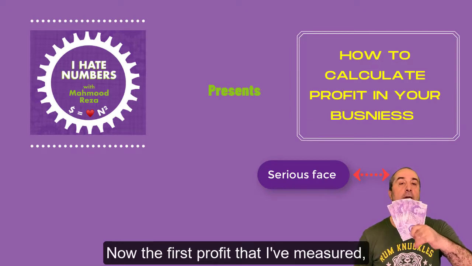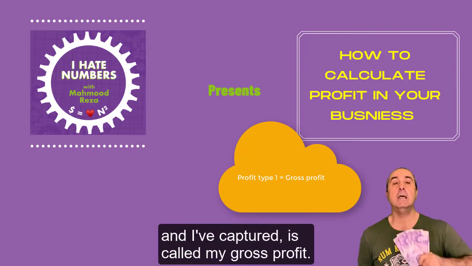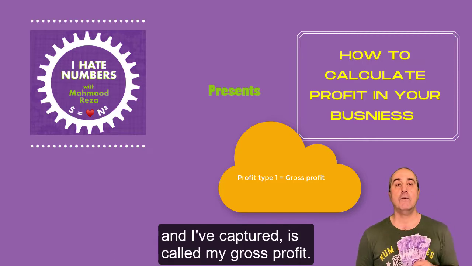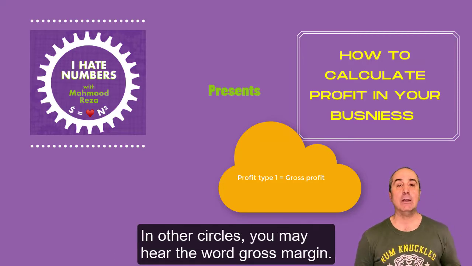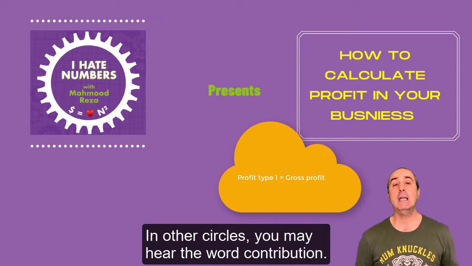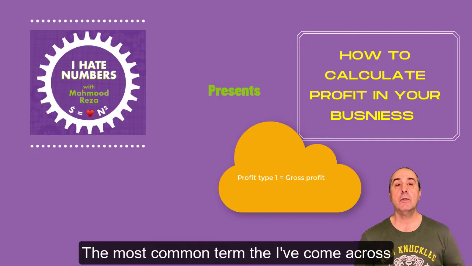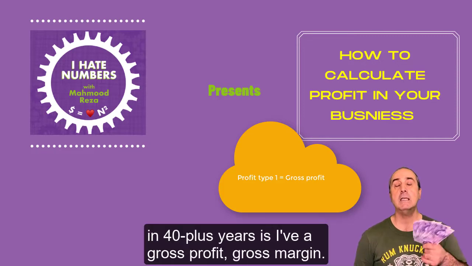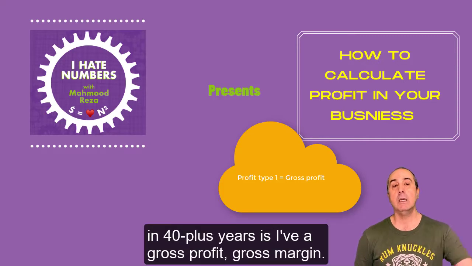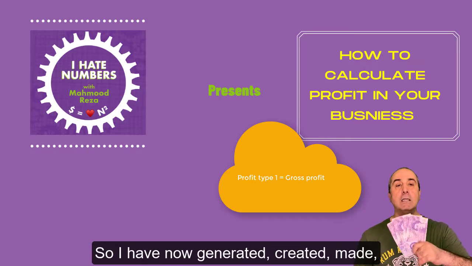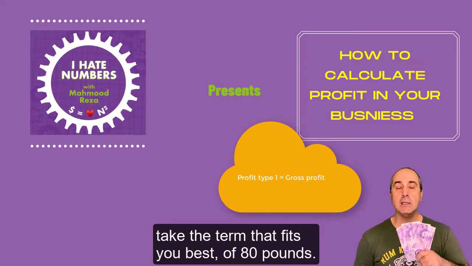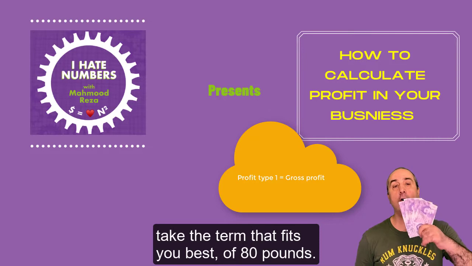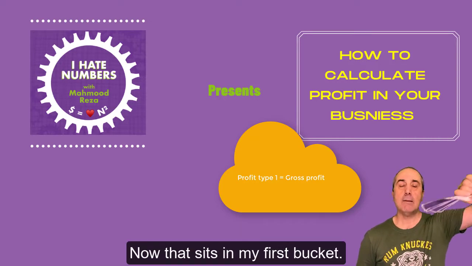Now the first profit that I've measured and captured is called my gross profit. In other circles, you may hear the word gross margin. In other circles, you may hear the word contribution. The most common term that I've come across in 40 plus years is either gross profit or gross margin. So I've now generated, created, made, take the term that fits best, £80. Now that sits in my first bucket.